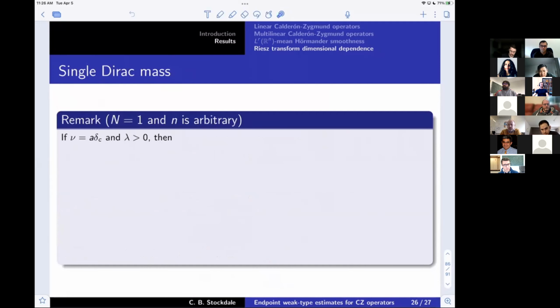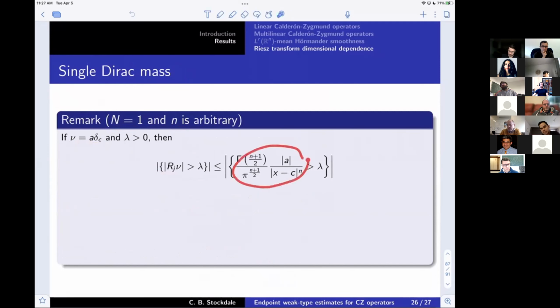On the other hand, if we look at just 1 Dirac mass and the dimension is arbitrary, then your linear combination is just a single weighted Dirac mass, and you can explicitly compute what the Riesz transform applied to that is. The formula is just this quantity. Doing some algebra, the set on the inside is actually just going to be a ball of radius the absolute value of a divided by lambda times this constant involving the gamma function, all raised to the 1 over n power. And this is a Lebesgue measure. So the size of that ball is going to be exactly this quantity.